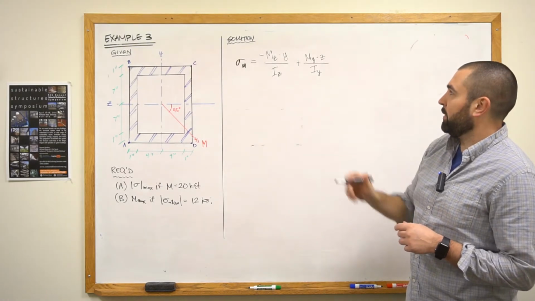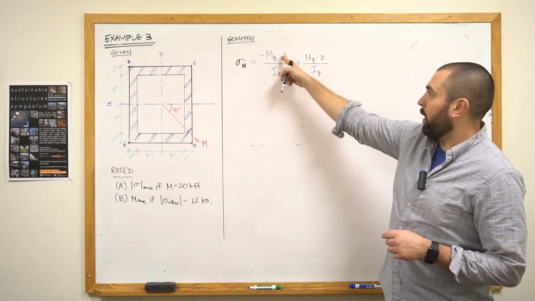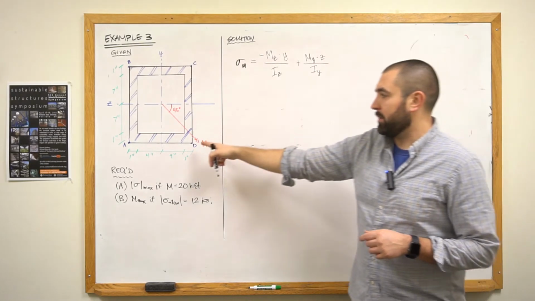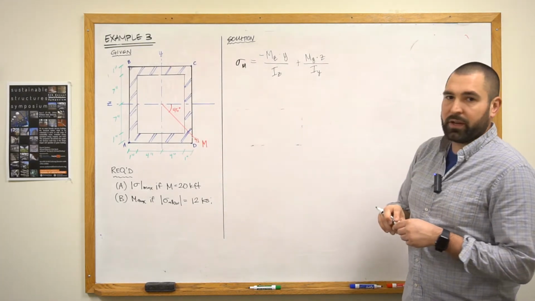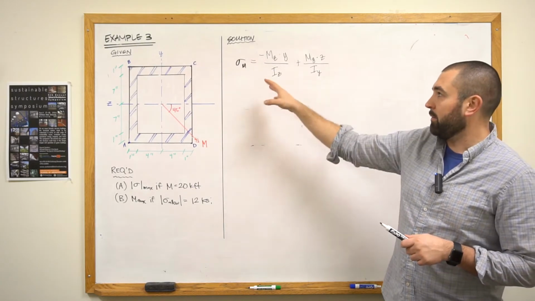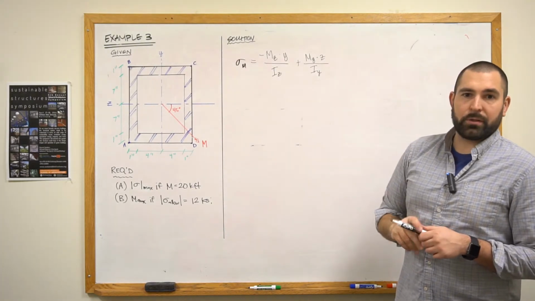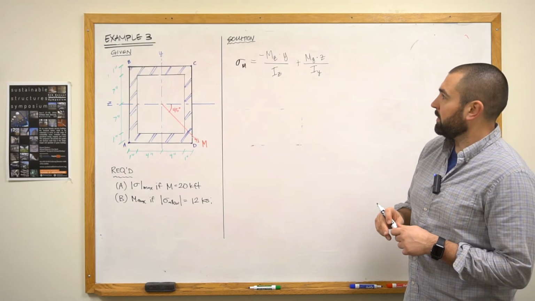As long as you have that set up, and you think of y and z as simply the coordinates of the points that you're interested in, then all of the signs will work out, where if you get a negative overall, that'll be compression. If you get a positive overall, that'll be a tensile stress.